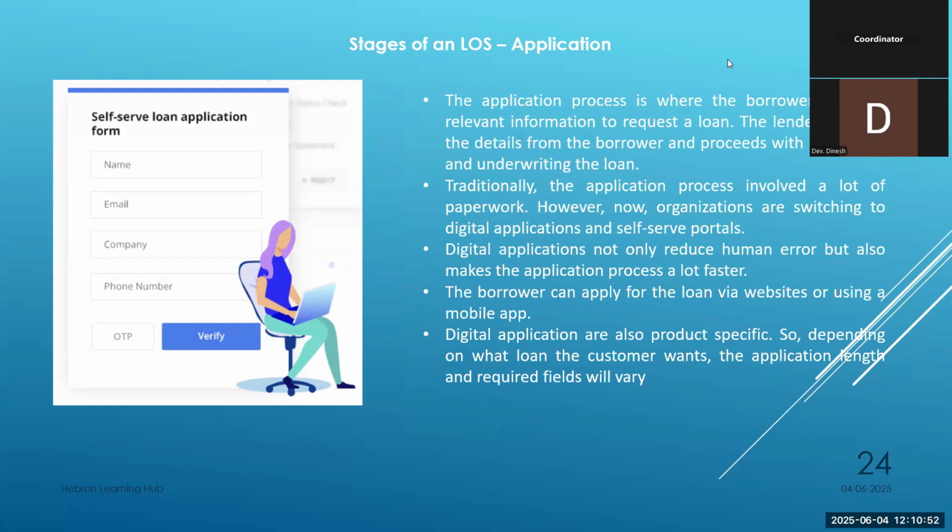Self-service loan application. So the loan filling up, the details filling up, is all done online. The customer can do it, or the banker can help the customer to do it. The lender takes all the details from the customer and proceeds with processing and underwriting of the loan.